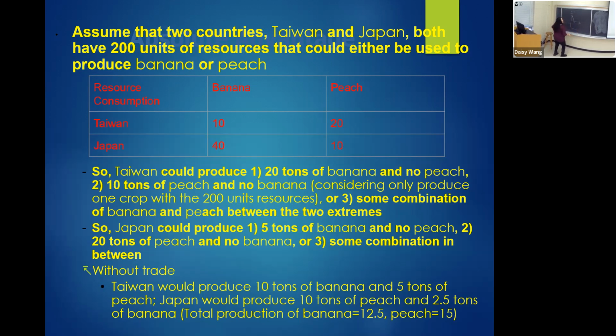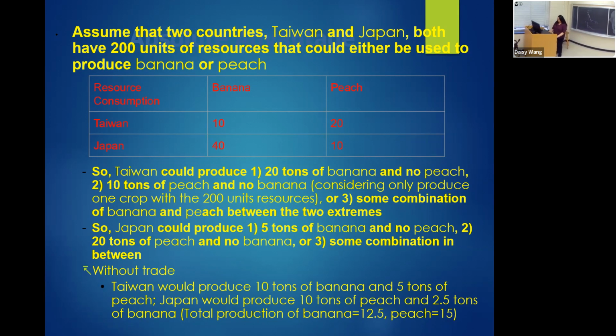Japan will grow 5 tons of banana and 20 tons of peach. So this is 5 and then 20. This is peach. This is banana. So, or anything here. Okay.